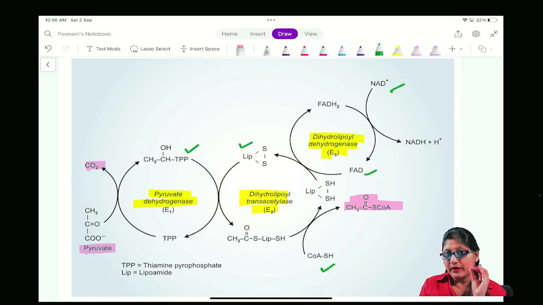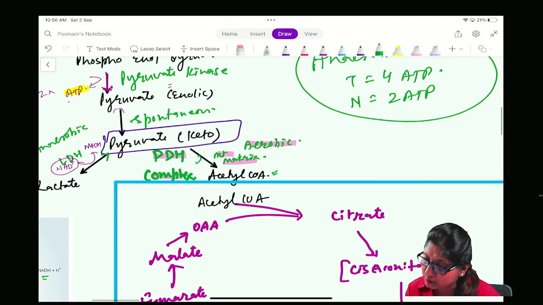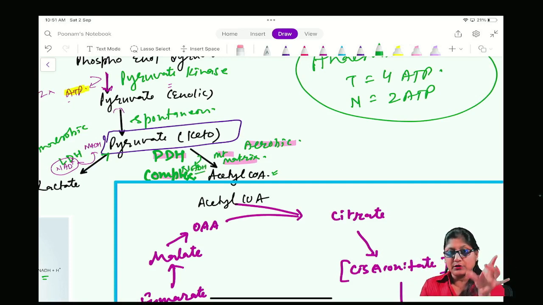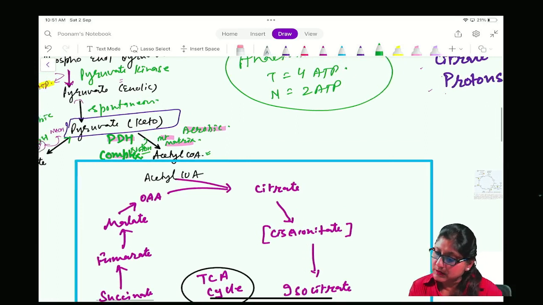In this way, you have 5 coenzymes in the PDH complex. Ultimately, the reducing equivalent is being accepted by NAD, so we gain NADH at the PDH complex reaction. So it's happy news that we get NADH also at the PDH complex reaction. For one pyruvate, one NADH; for 2 pyruvate, 2 NADH we're going to get, right? And now comes the TCA cycle.